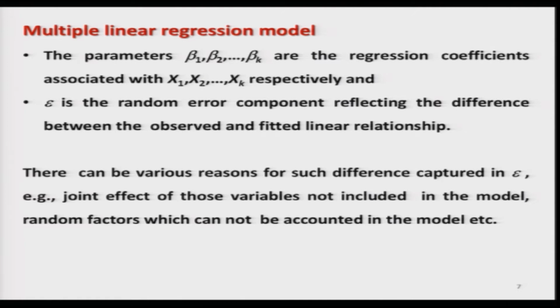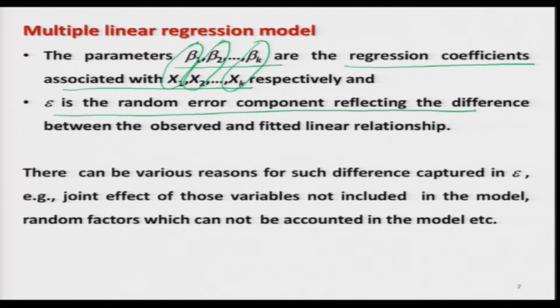So, now we have understood that in the case of multiple linear regression model, the parameters are beta 1, beta 2, beta k, which are called regression coefficients associated with x1, x2, xk respectively. That means beta 1 is related to x1, beta 2 is related to x2 and beta k is related to xk. And epsilon is the random error component, which is reflecting the difference between the observed and fitted linear relationship. That was our basic fundamental concept.